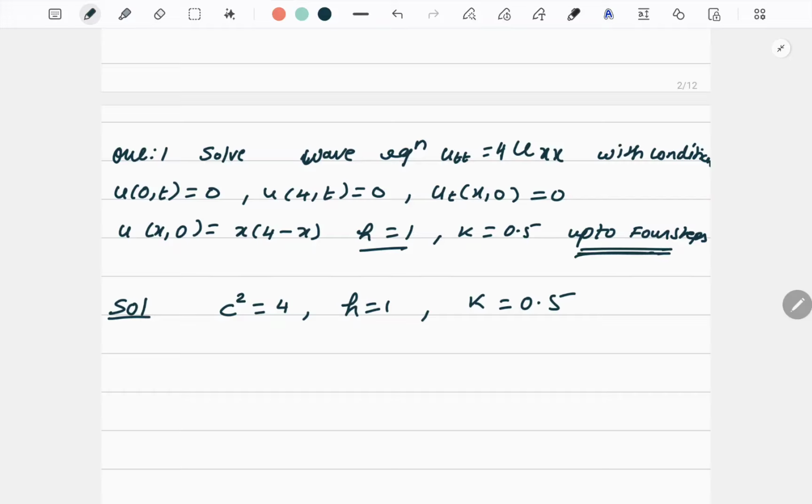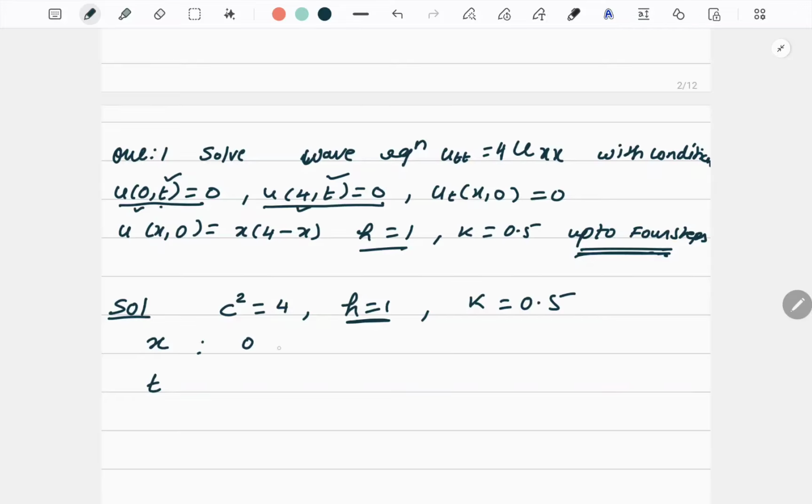This is for t. Now I need to decide how x is moving and how t is moving. I know for t I have to take 4 steps, but how will I check from where to where x is moving? For that, always these two conditions will be given. Now if you observe this, t is a variable here. But x is moving from 0 to 4, with a step size of 1 because h is 1.